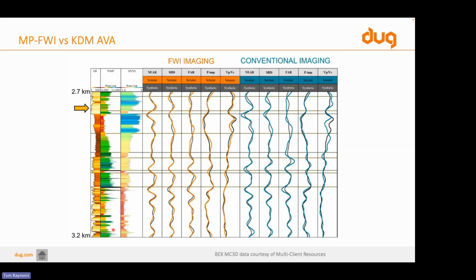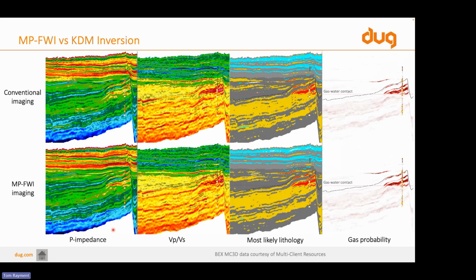And we even pushed this through a full QI workflow where we determined P impedance, VPVS volumes, most likely lithology, and gas probability volumes with the conventional angle stacks at the top and the MP-FWI imaging angle stacks at the bottom. And you can see, again, a really strong similarity between the results, despite going through very different workflows using very different inputs, arriving at very similar results, including capturing the gas-water contact in both examples, and the probabilistic volumes are indeed very, very similar. And so this gives us great confidence that we can get accurate amplitudes from this technology that we can use for AVA analysis.